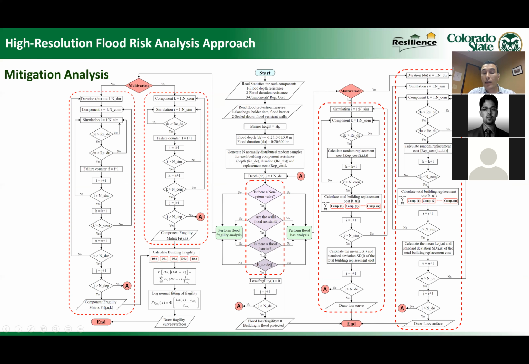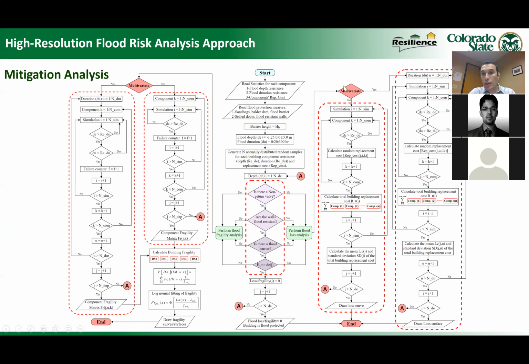Then this takes us to two analyses, flood fragility analysis and flood loss analysis. When we get to the flood fragility analysis, it takes us to a multivariate and a single variable. The multivariate checks the duration. The single variable doesn't check the duration. It takes the flood depths directly to do Monte Carlo simulations and calculate the component fragility and building fragility.